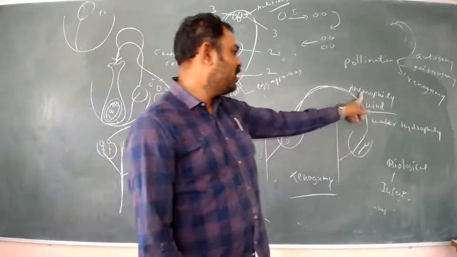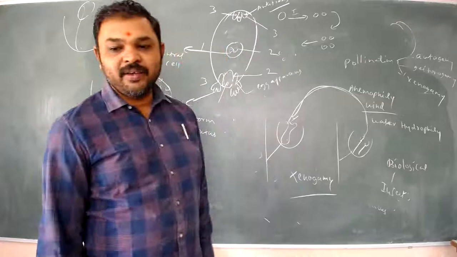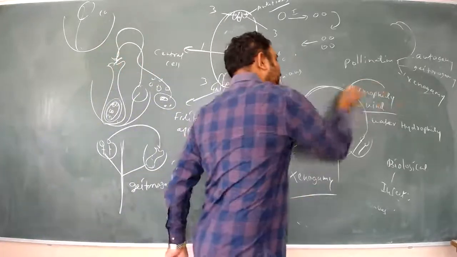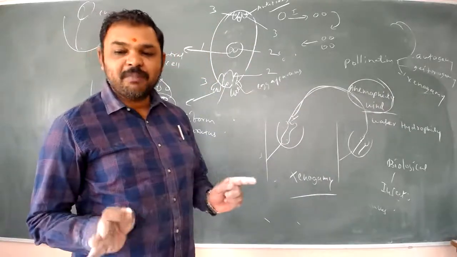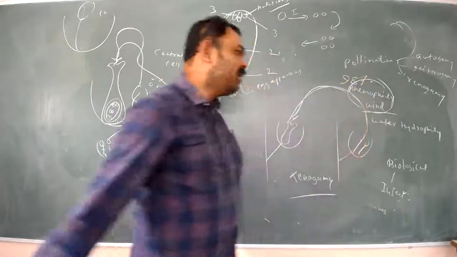If the pollination is done by wind, anemophily. Pollination done by water, hydrophily. But of these non-biological agents, the majority of pollination is wind pollination only. In non-biological agents, 98% of pollination is done by anemophily only.